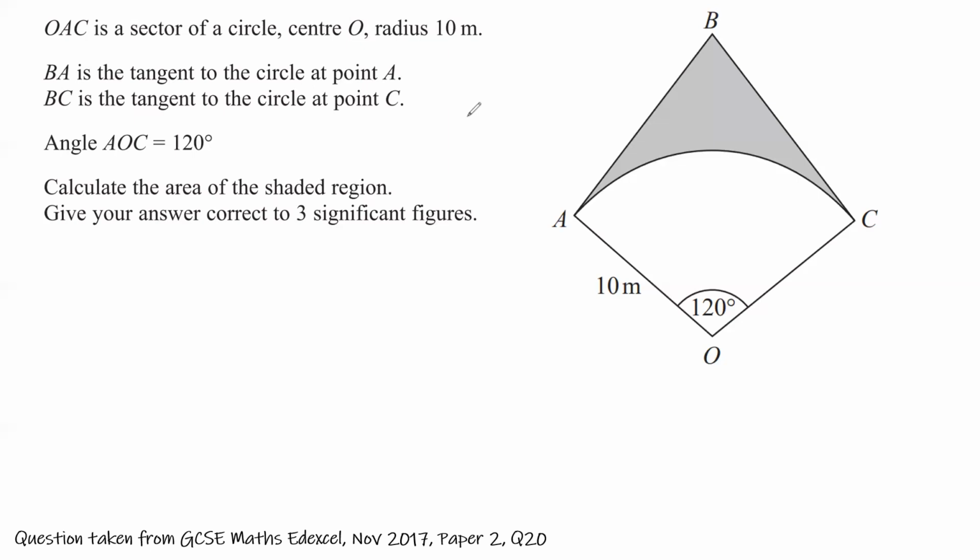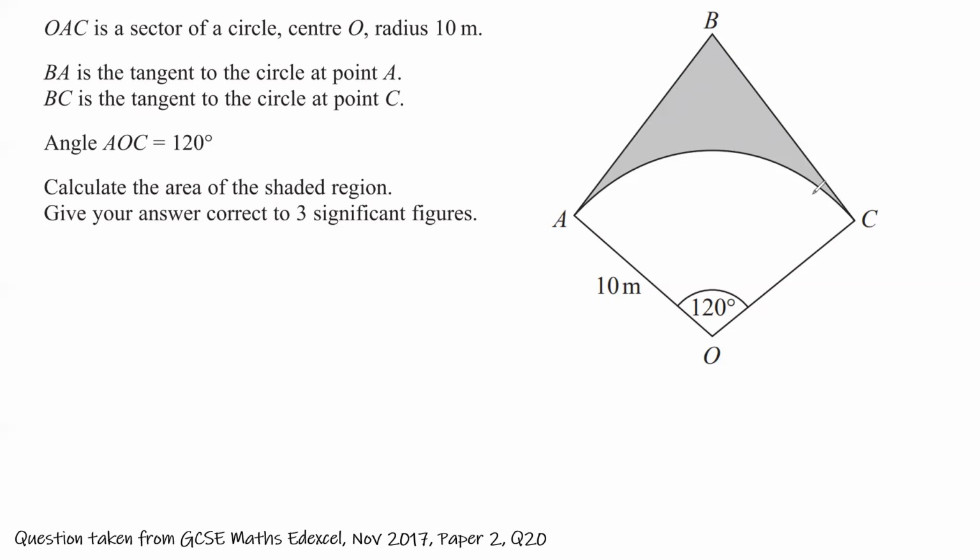Okay, so lots of information to start with. We've got two tangents to this circle. We've got the circle with the radius. We've got it forming a triangle. We've been given the radius, we've been given the angle, and we've been asked to work out the area of this shaded region. So we've got a kite shape formed using the tangents to the circle, and then we want to find out the shaded region.